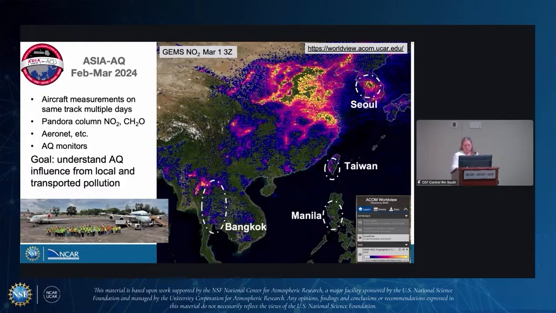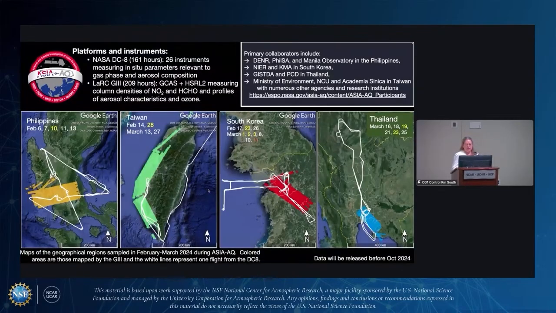So there were a large number of measurements. The 2 aircraft worked in tandem. The white line shows the DC-8 flights, which sampled between the surface and 4 kilometers, did a lot of profiling with a huge suite of in-situ measurements, a lot of detailed chemistry, aerosols, size distributions and composition.